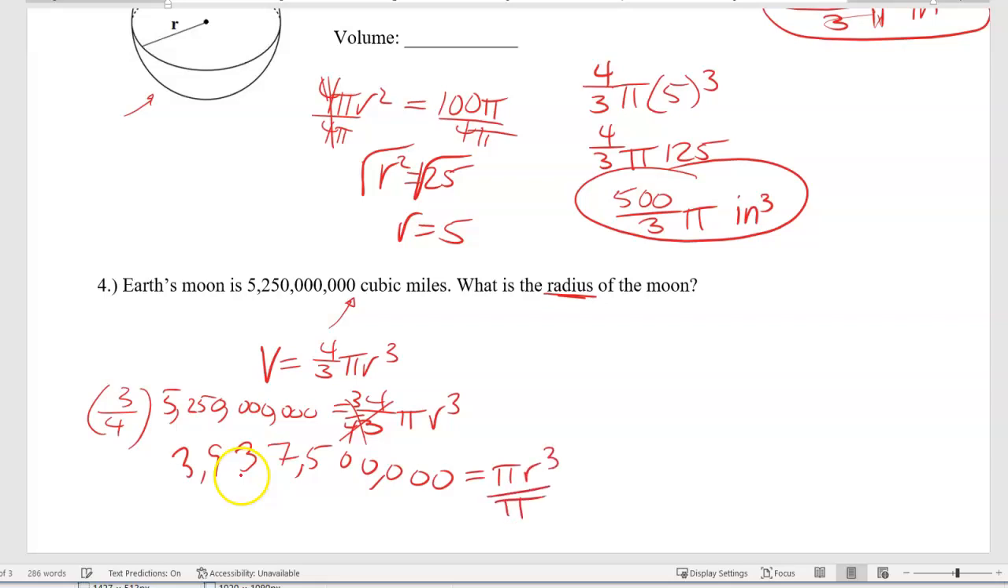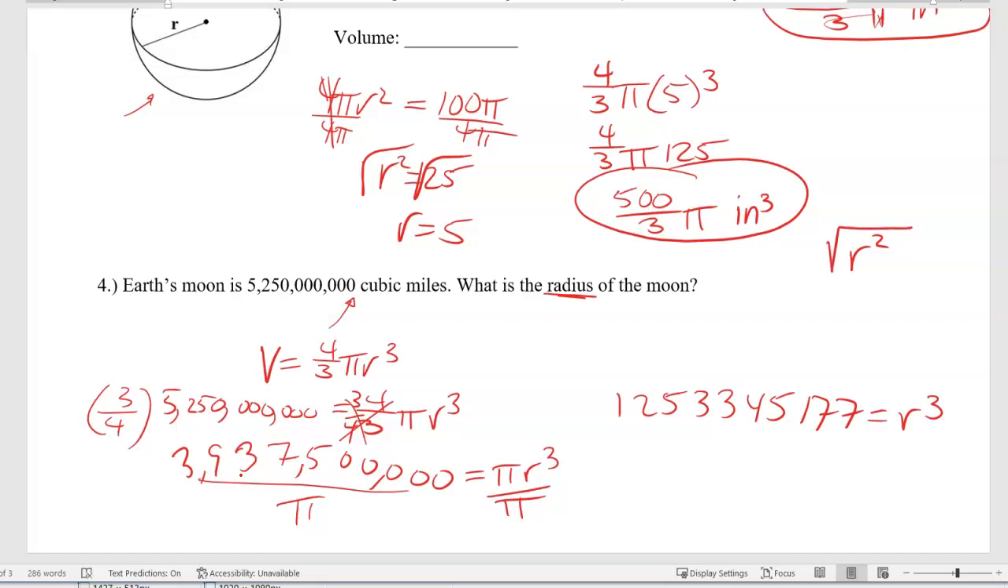Now I'm going to leave this in my calculator, and divide by pi. So divided by pi, that gives me approximately, and you guys should try putting this in your calculator also, 1,253,345,17 equals r cubed. And this is where you're going to have to remember some stuff from Algebra 1. You should probably remember that to get rid of squaring, you square root. So to get rid of cubing, you do something called cube rooting. The same way that you cube root is raising it to the 1/3 power.